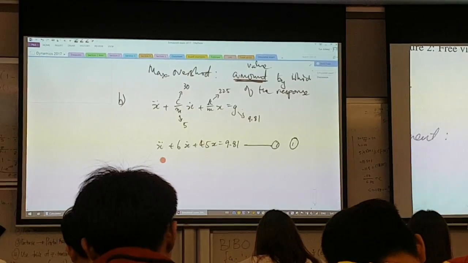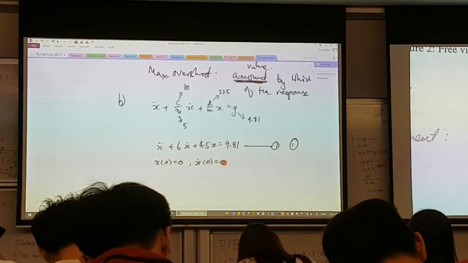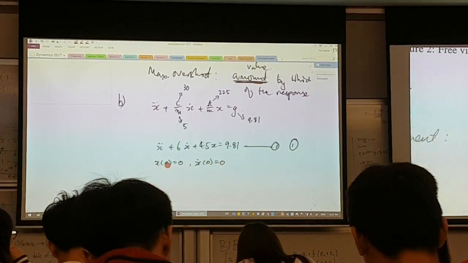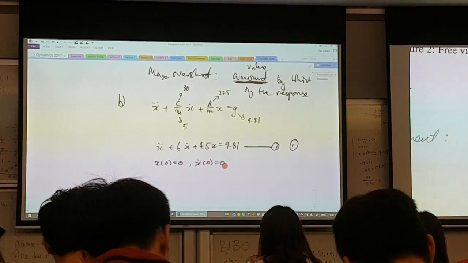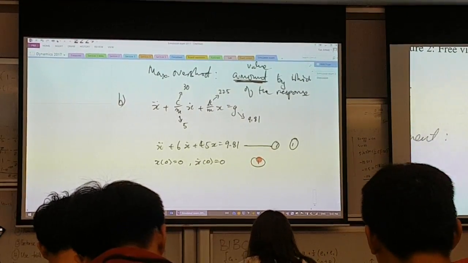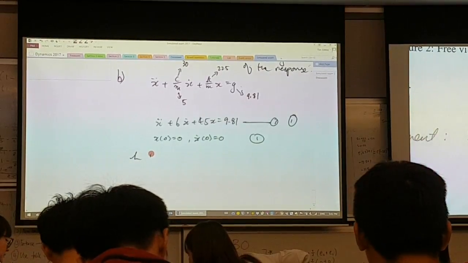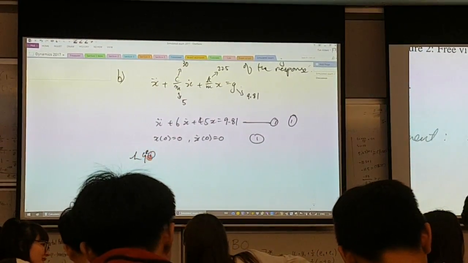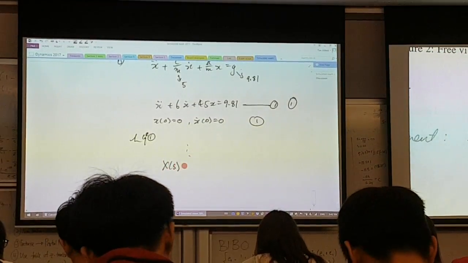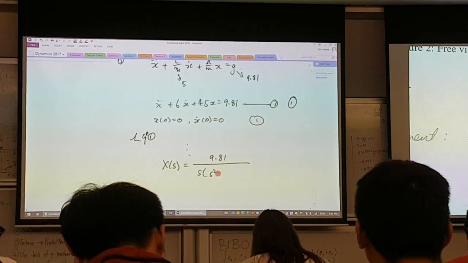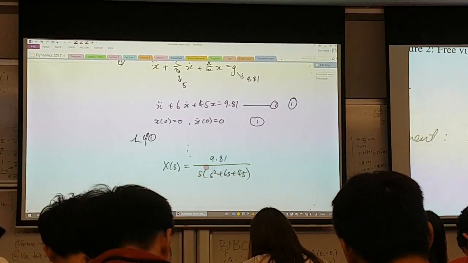In this question, you know that the two boundary conditions are 0. When time is equal to 0, the displacement is equal to 0. The velocity at time 0 is also equal to 0. If you write that down, 1 mark. Then take the Laplace transform of equation 1. After you've done that, you will get X(s) equal to 9.81 over s squared plus 6s plus 45. After a bit of adjustment, you get this.